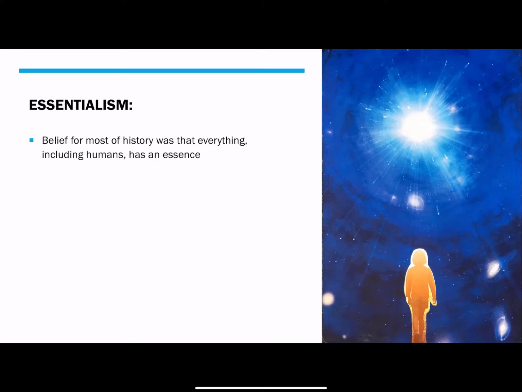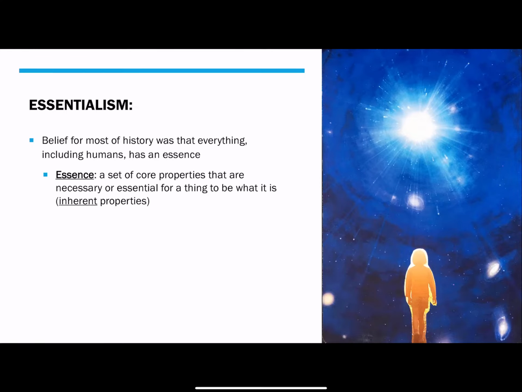So essentialism is the belief that for most of human history existed, and it was the idea that everything, including humans, has an essence. So what is an essence? It's a core set of properties that are necessary or essential for a thing to be what it is. It is the inherent properties. So ask yourself, what is the essence of a water bottle? Well, the essence of a water bottle is it must be a container that can hold water. It doesn't matter if the water bottle is blue or purple or green or clear and transparent. Those are not constitutive elements of its essence. But if it cannot contain water, then it is not a water bottle, right?